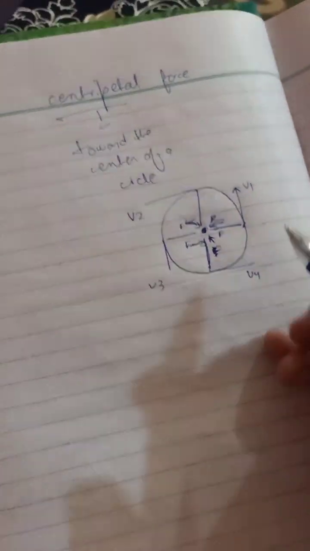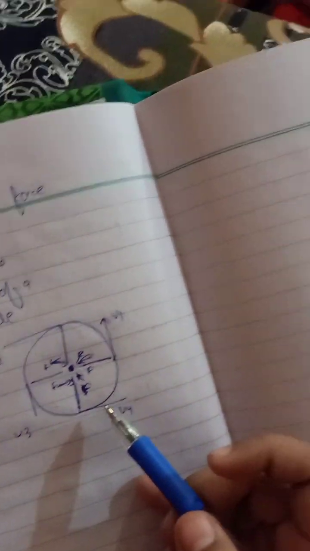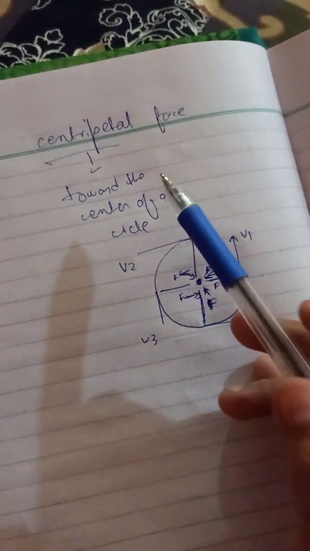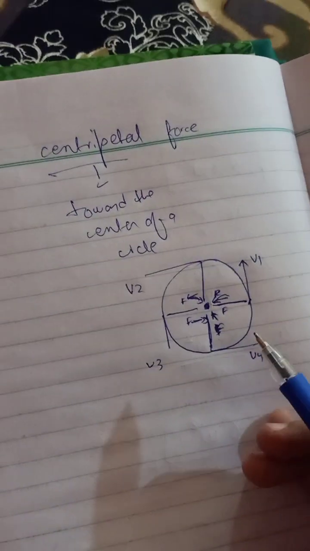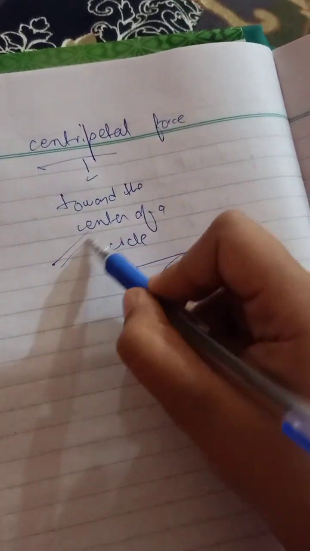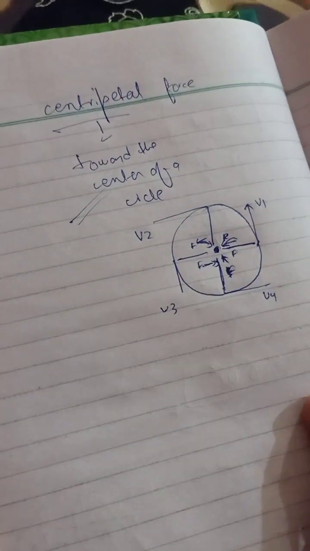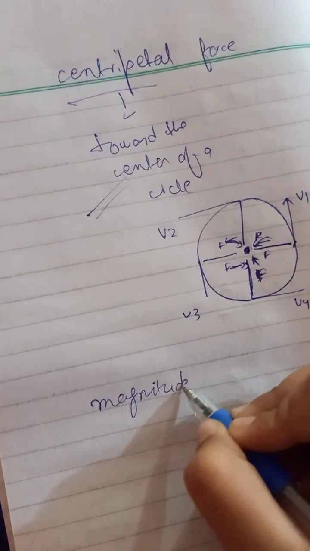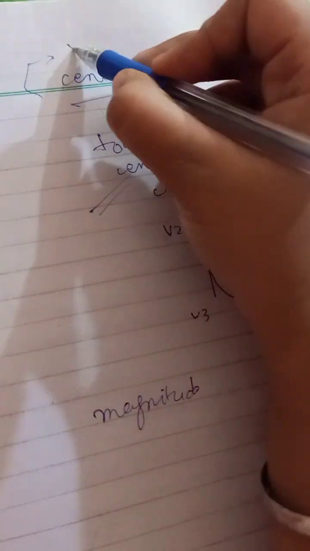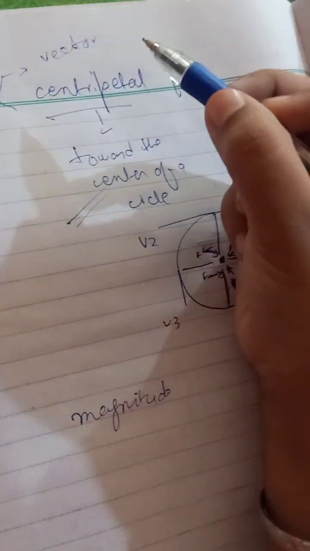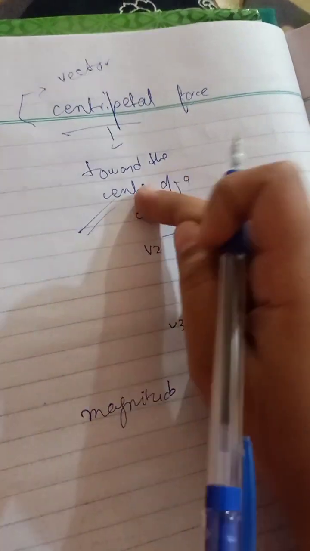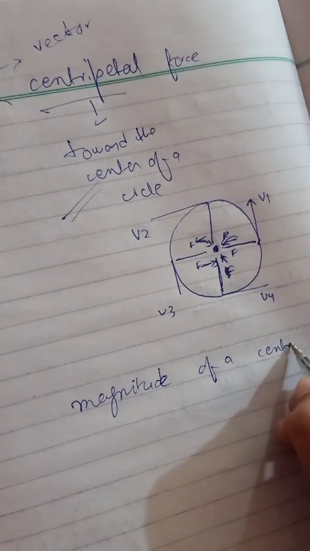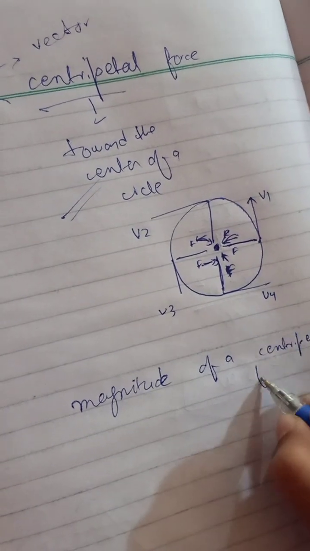Without centripetal force, circular motion is not possible. So if centripetal force is there, there is a circular body. The direction is toward the center of the circle. Now if you want to find the magnitude: this is a vector quantity, so it has a magnitude and a direction too. We found the direction, which is toward the center. Now let's talk about the magnitude of a centripetal force.